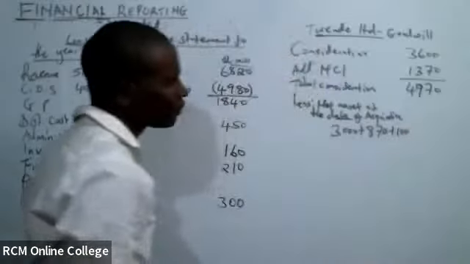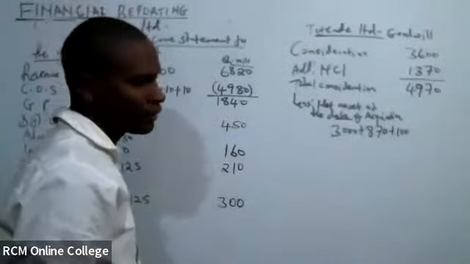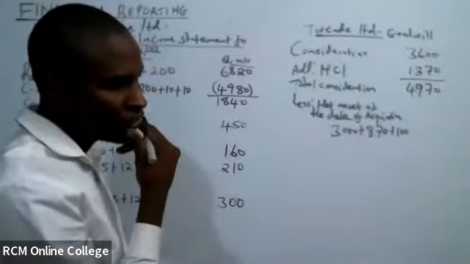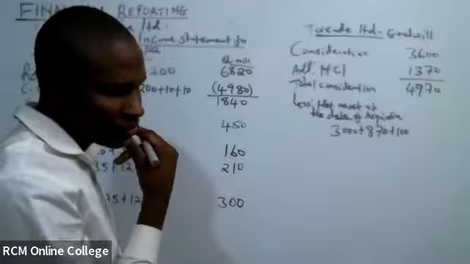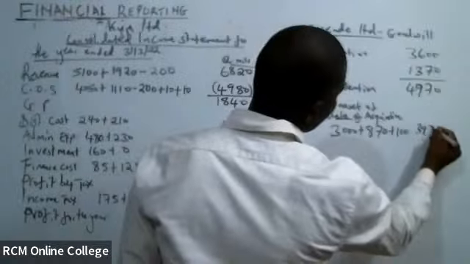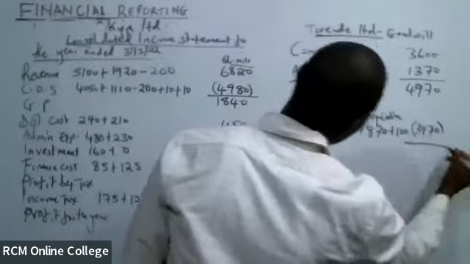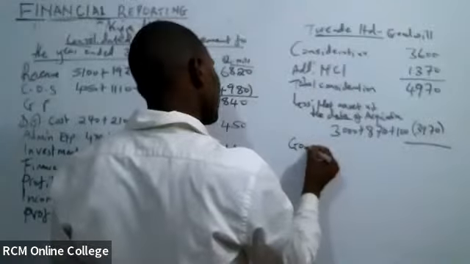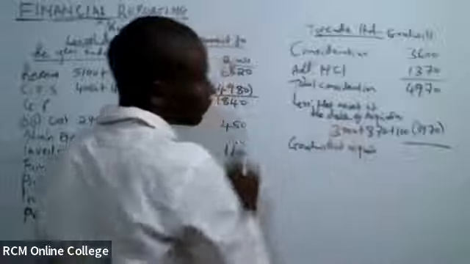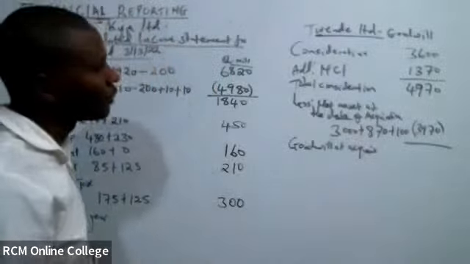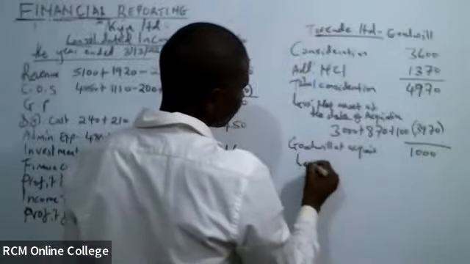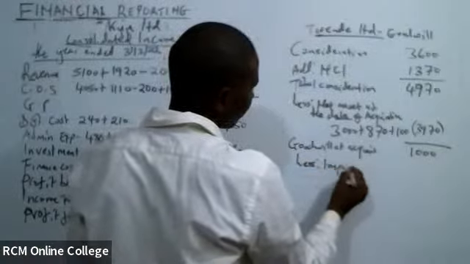It is easy once you know what is supposed to be done. What's the total net asset? 3970. So we subtract that to get our goodwill at acquisition. Goodwill at acquisition will be 1,000, less impairment. This is what we want.